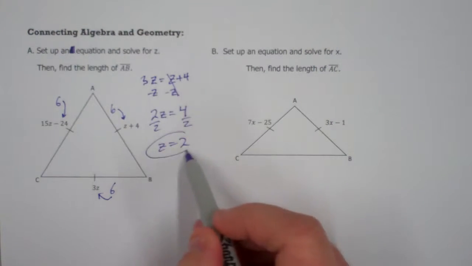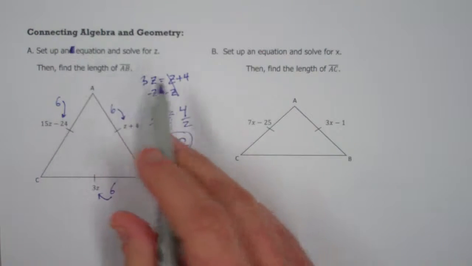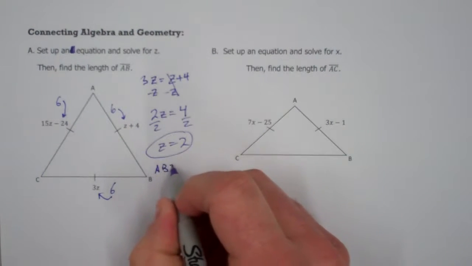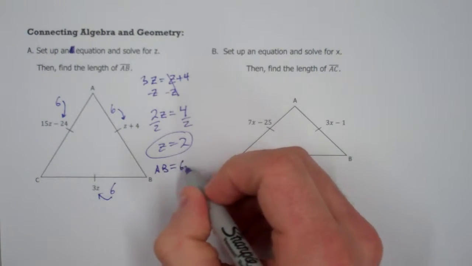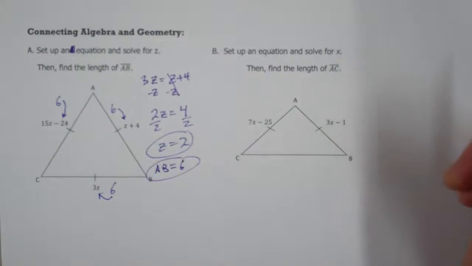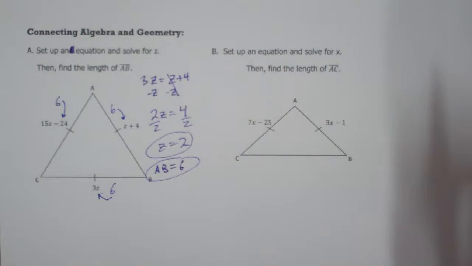We've got z is equal to 2, that's the variable. We want to find the length of AB. So we can state that just AB here is 6. Remember, don't use the line segment on the top if you're talking about the measure.